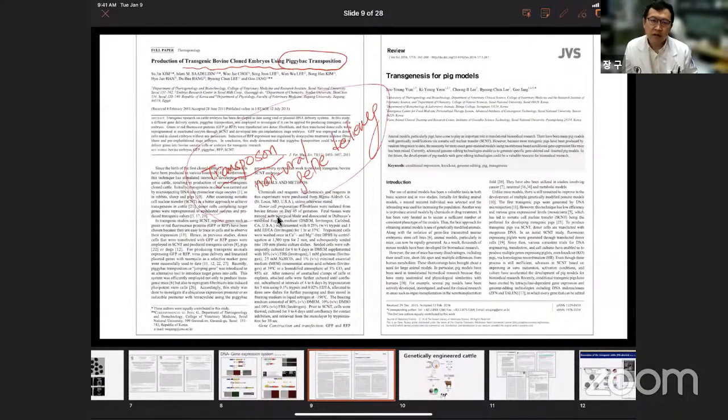Also, I already mentioned the several systems: exchange, delete, integration, on-off. They were tested in porcine cells or bovine cells. Some nice review papers were published, on transgenesis in the pig model, in the Journal of Veterinary Science. If you want more information, you can visit the website and download two papers: the production of transgenic bovine cloned embryos using the piggyBac transposon, and another on transgenic pig embryos.